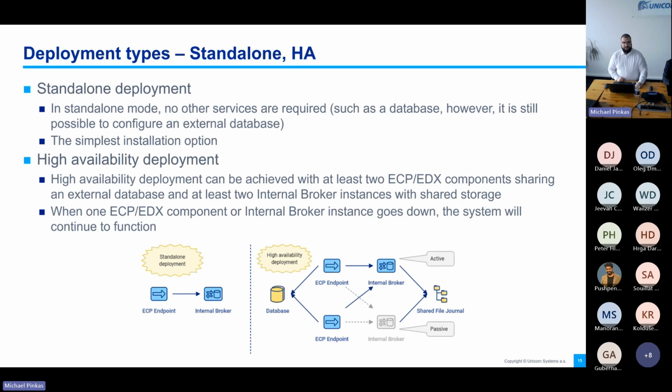Let's jump to deployment types. We still have two types of deployment: the standalone and high availability. The standalone mode is the simpler one. It requires no other services such as a database or some other shared storage, etc. By default it uses Apache Derby as its database.